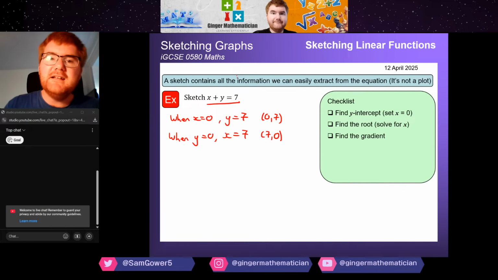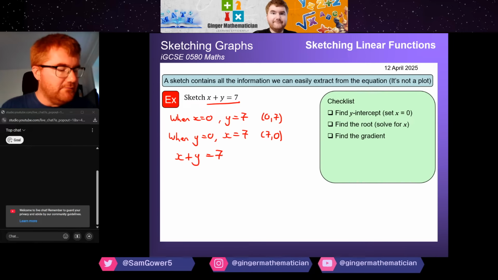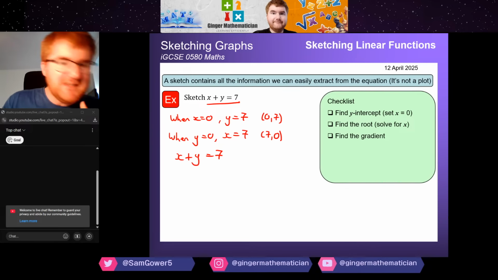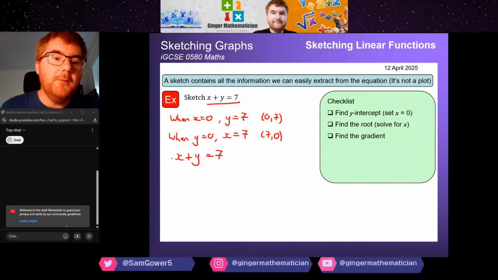Not a problem. Can anyone tell me in the chat, what do I do with x plus y equals 7 so I can work out the gradient and how steep it is? Good, to make y the subject, put x to the other side, exactly. So we want to get the y on its own. So what's the opposite of adding x? We minus x on both sides. This cancels, giving us y equals minus x plus 7.